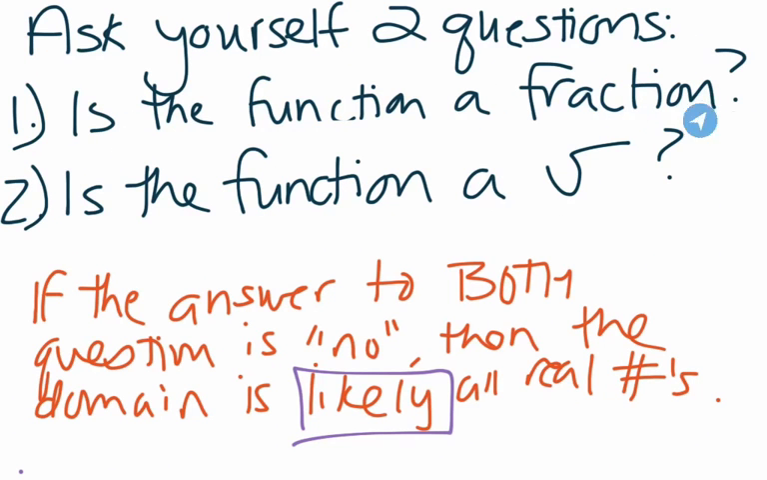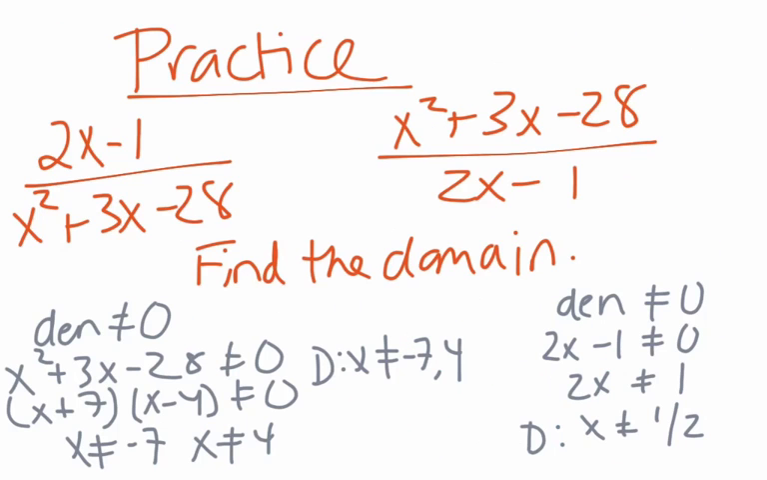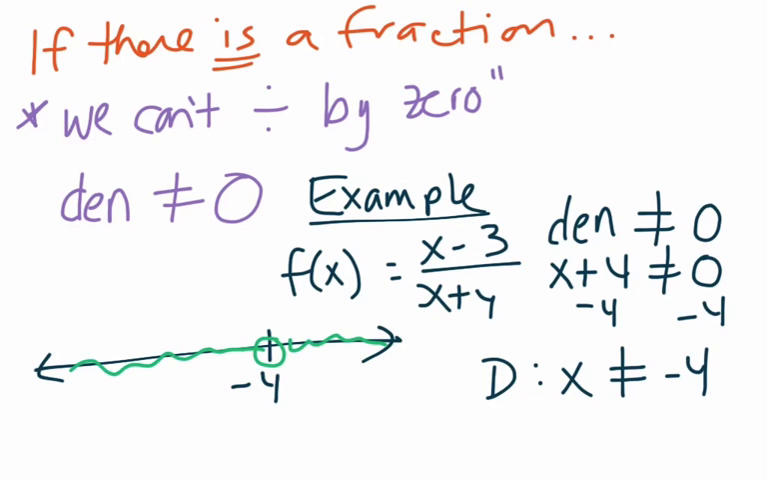So we've dealt with, is the function a fraction? What happens if you answer yes to the second one? Okay, so you say, yes, there is a square root. Be consistent with how I'm doing this. So if there is a square root.